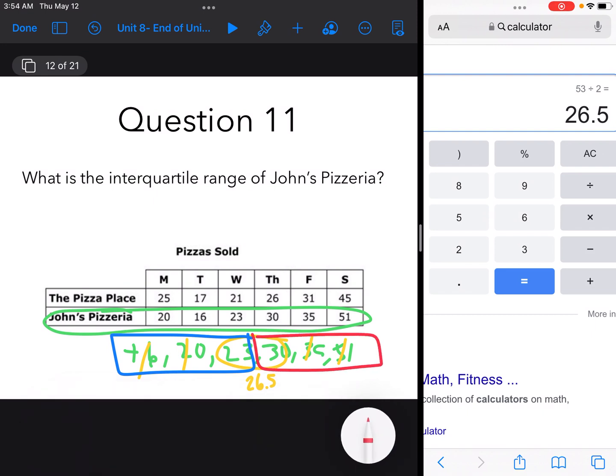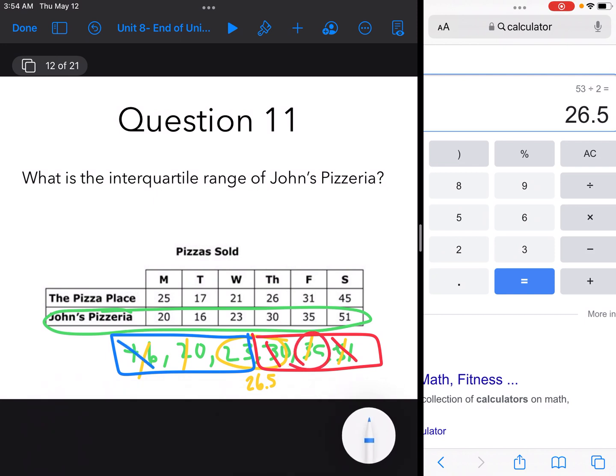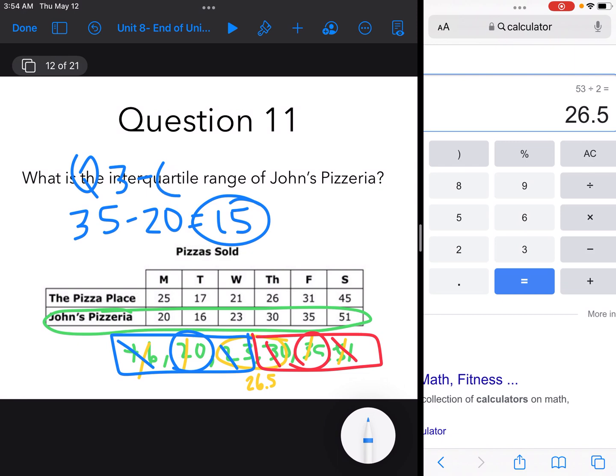Notice I include 23 in the lower quartile box, or the lower half of the data, because it's less than the median, and I include 30 in the upper quartile because I have to have 3 numbers on each side. The same number of numbers need to be in each box. So I get 35 and 20. So I'm going to do 35 minus 20, and I get 15. Because interquartile range is Q3 minus Q1.